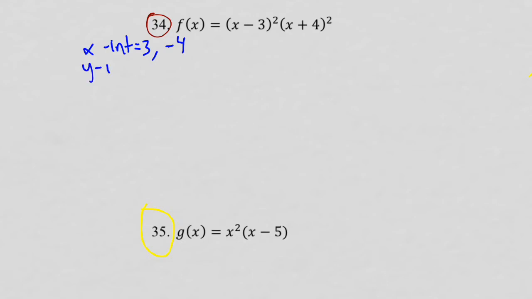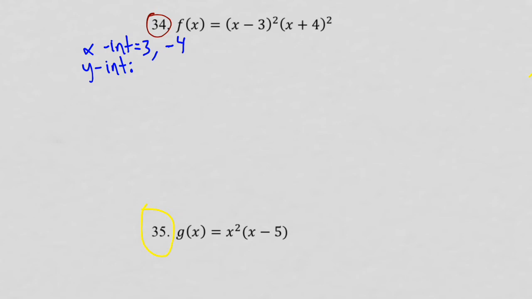Y-intercepts come from the same thing. To find the y-intercepts, they're not obvious. You have to plug in 0 for x, and you're going to find the y-intercept. There should only be one, by the way. There shouldn't be more than one y-intercept because that would make it not a function. So plug in 0 for x and see what you get.